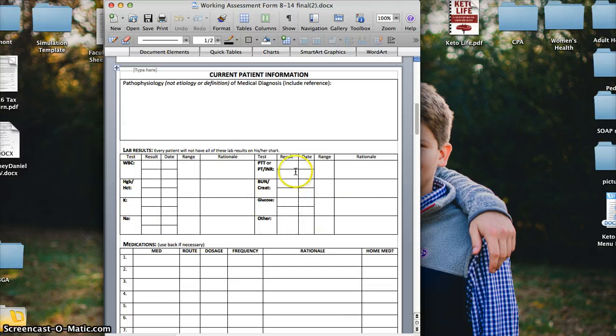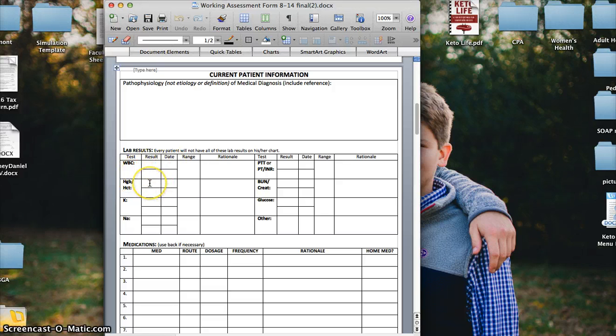These labs are here for them to start looking at and understanding. Of course, not every patient's going to have these labs. Some patients don't have any at all. So help them understand that they don't have to fill out every single thing. If they don't have something, just have them mark through it, okay?